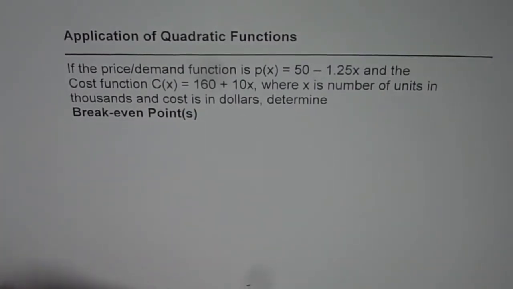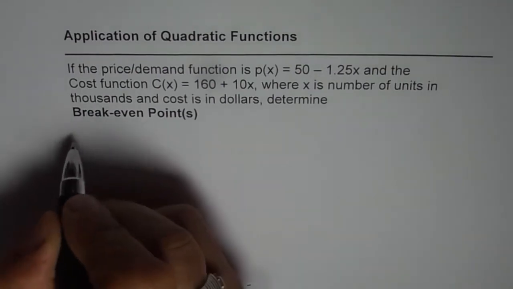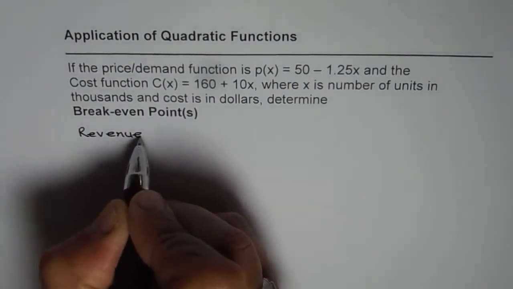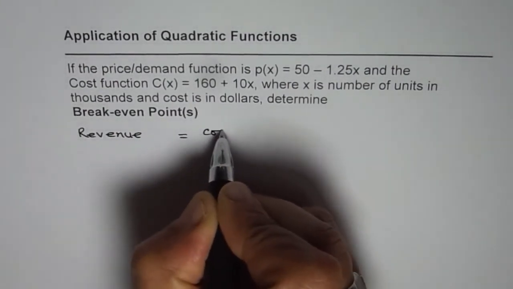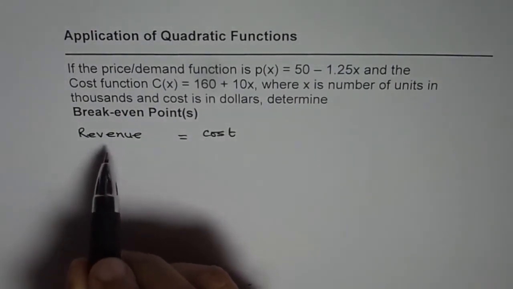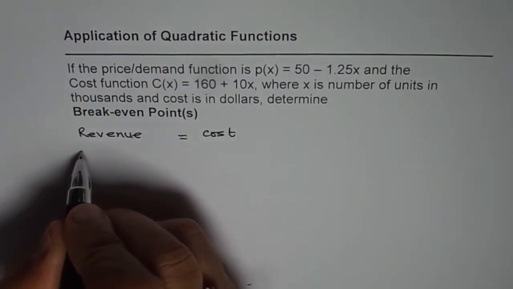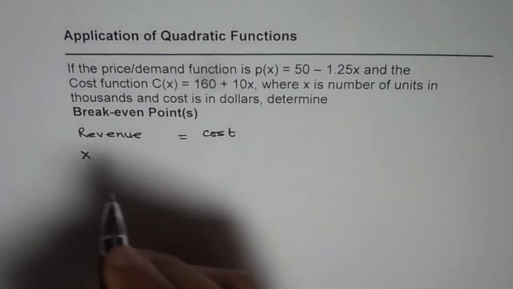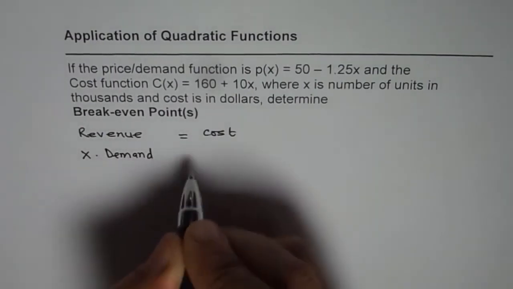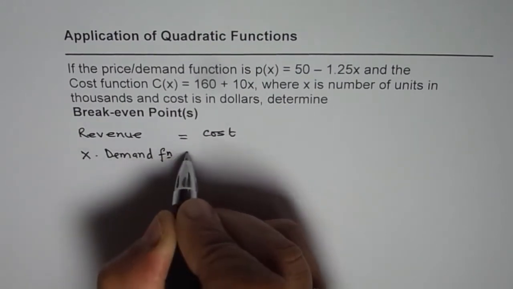Now what is a break-even point? Well, the break-even point is the one where revenue is equal to cost. So if revenue equals cost, then we get the break-even point. Now as you understand, revenue is the number of items times the demand function. So revenue is X times the demand function. That is revenue.